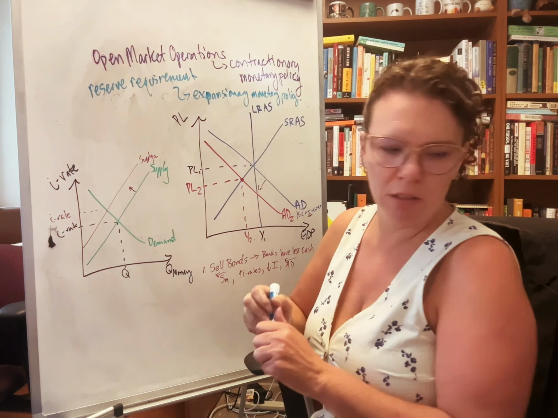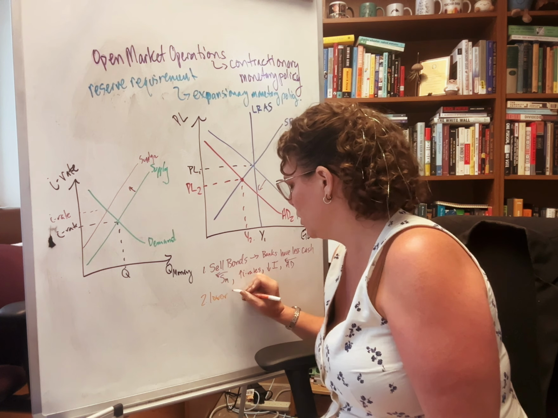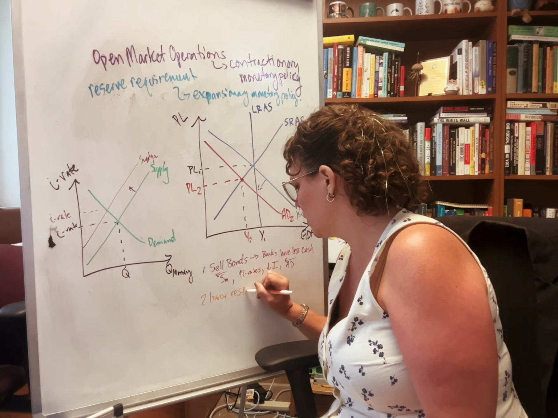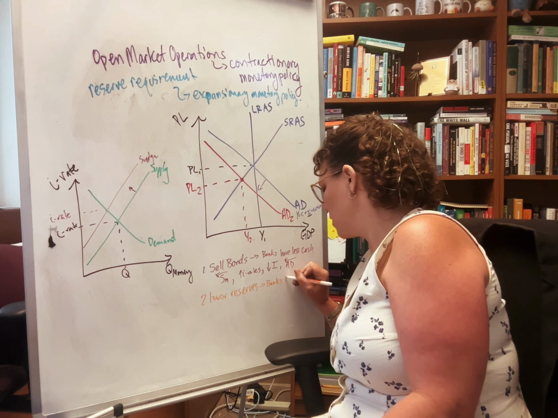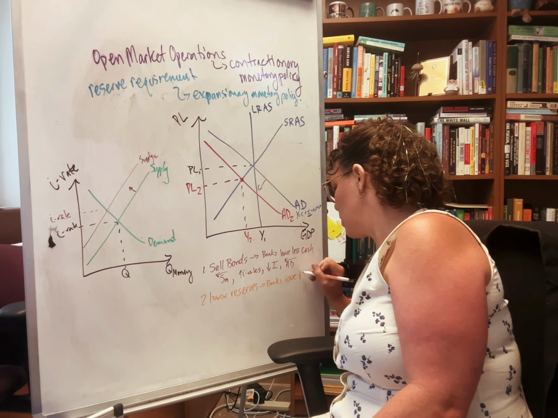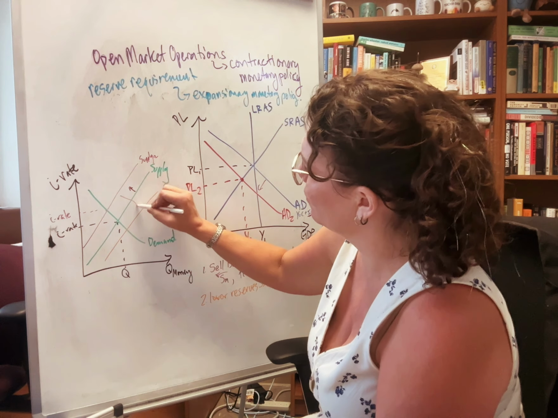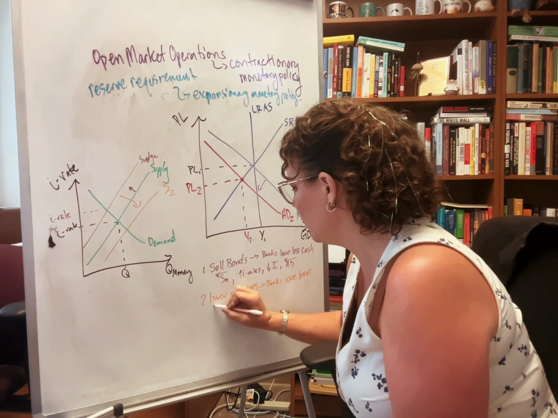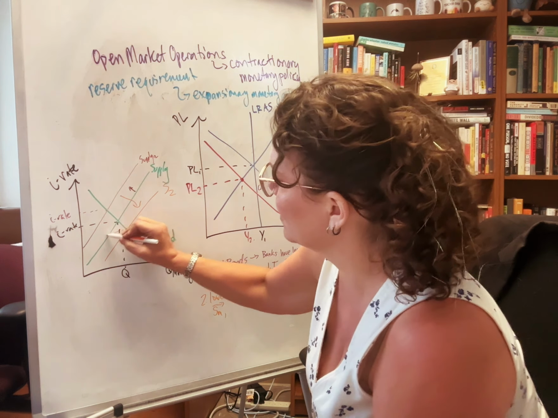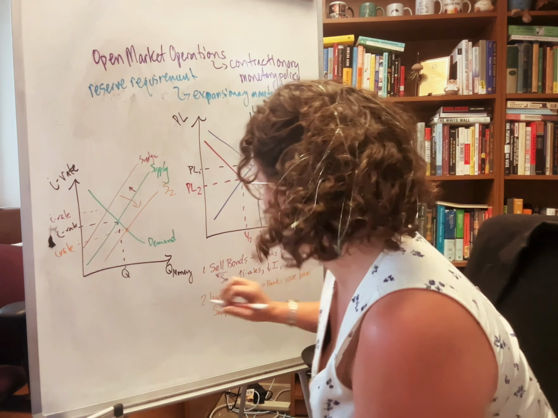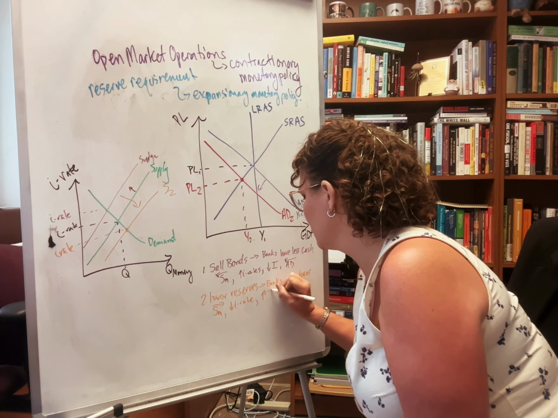we are going to lower reserves. Lower reserve requirements mean banks issue more loans. More loans is going to mean the money supply shifts out to a higher level. So the supply of money goes up. We're going to see that interest rate get lower. And that lower interest rate is going to make it easier to borrow, which means firms are going to expand.